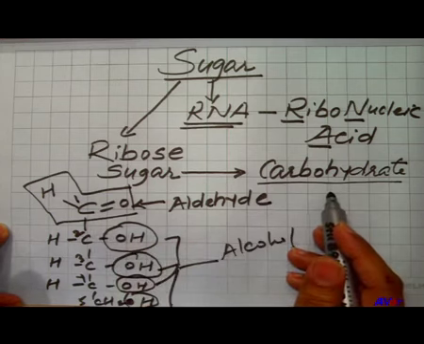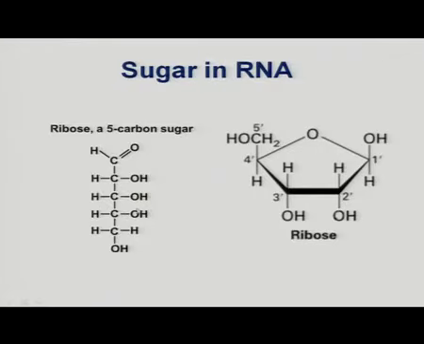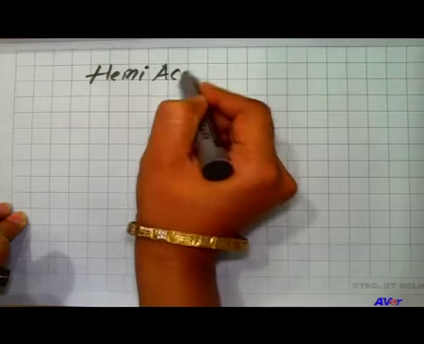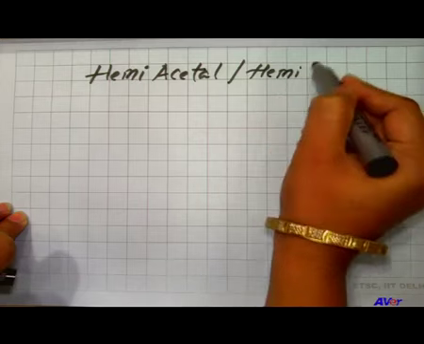But this ribose sugar, you can see in the diagram, even in the slide, is shown in linear structure. But if we talk about the chemical nature of the sugar, all the sugars, all the carbohydrates are found in cyclic structure. Now the question arises, why are carbohydrates found in cyclic structure? The answer is formation of hemiacetal or hemiketal.